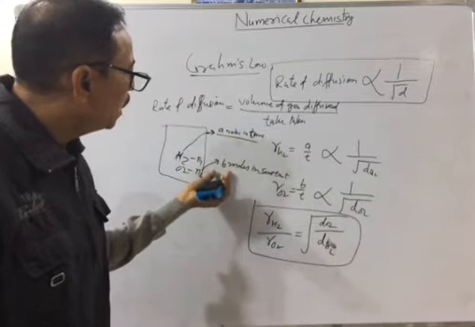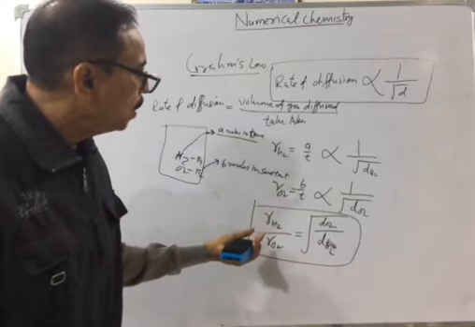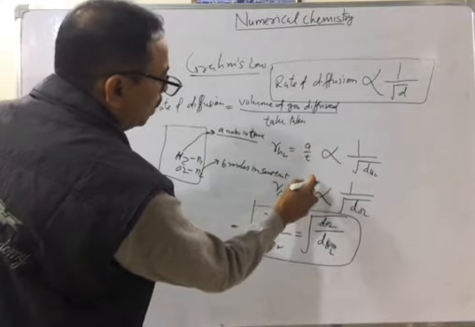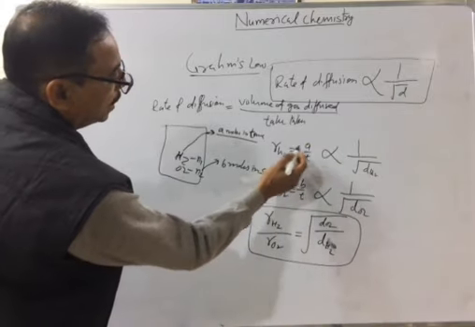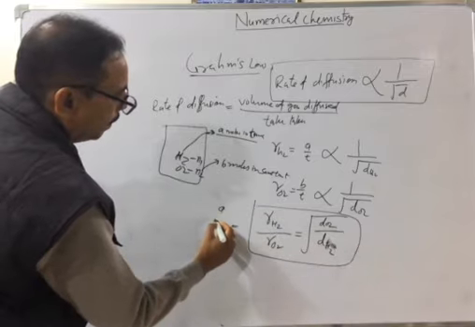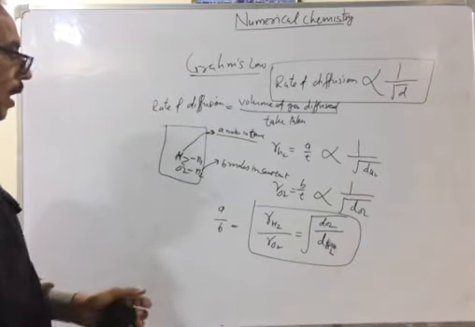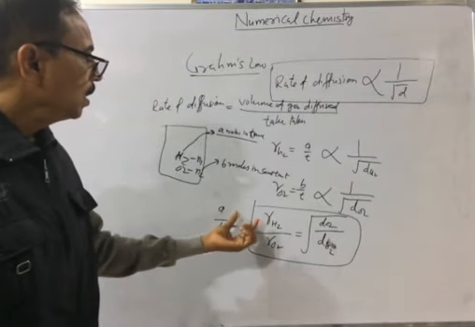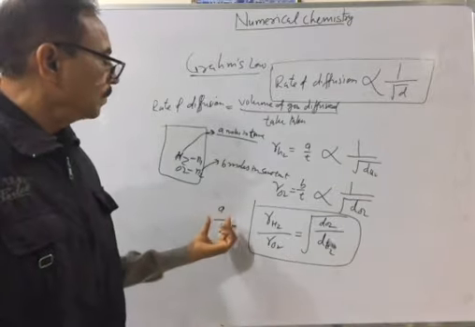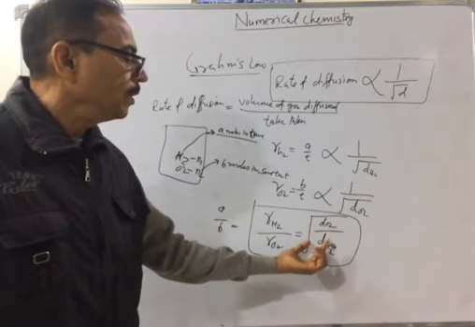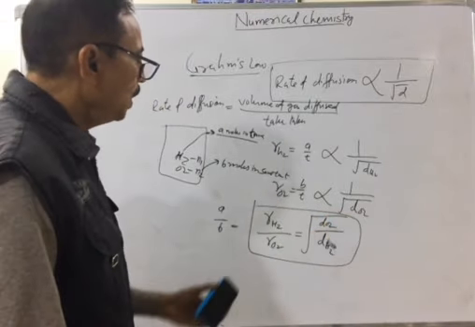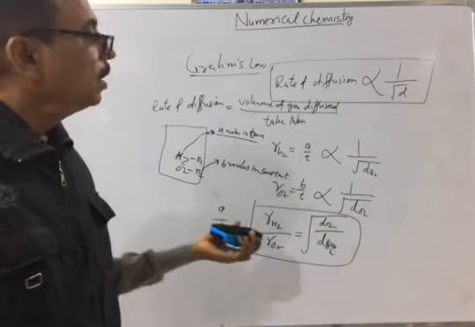If the number of moles diffused per unit time is given, then the time T will cancel. The rate is directly proportional to the amount. So A by B, A moles of hydrogen, B moles of oxygen, equal to inverse square root of density. So this is one equation, very important.